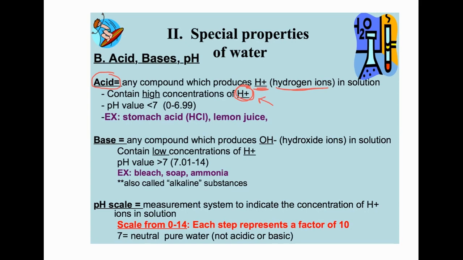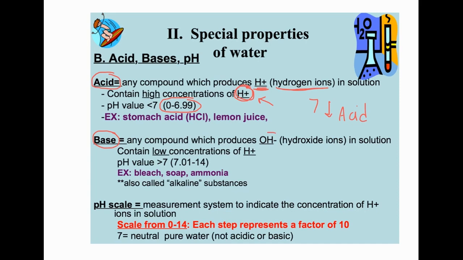The other thing you need to know is their pH value. They have a pH between 0 and 6.99. If it is exactly 7, 7 is pure water. So anything below 7 is considered an acid. Now, on the other end of the spectrum, another very dangerous thing that can also burn you, those are called bases. And you need to know two things about a base.